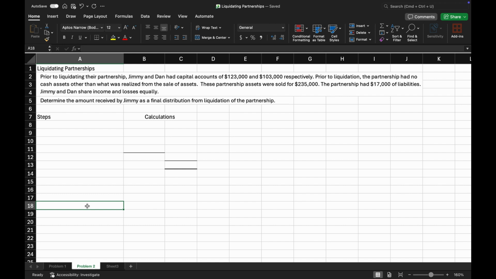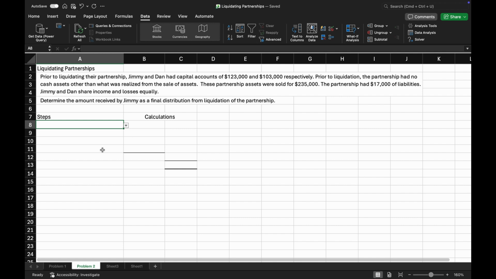Jimmy and Dan share income and losses equally. Your job is to determine the amount received by Jimmy as a final distribution from liquidation on the partnership. Now, I would recommend pausing the video here and trying it out for yourself, and then resuming it to see how you did. Alrighty, now I'm going to do it.